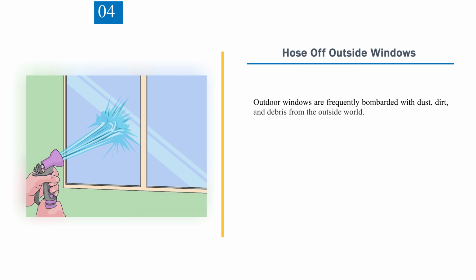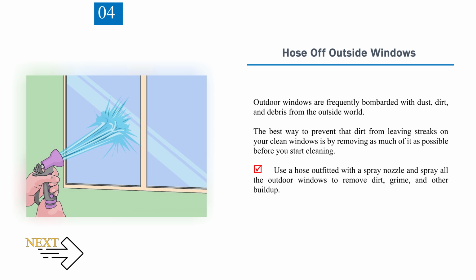Number 4. Hose off outside windows. Outdoor windows are frequently bombarded with dust, dirt, and debris from the outside world. The best way to prevent that dirt from leaving streaks on your clean windows is by removing as much of it as possible before you start cleaning. Use a hose outfitted with a spray nozzle and spray all the outdoor windows to remove dirt, grime, and other buildup.